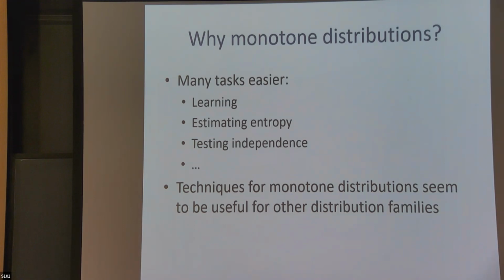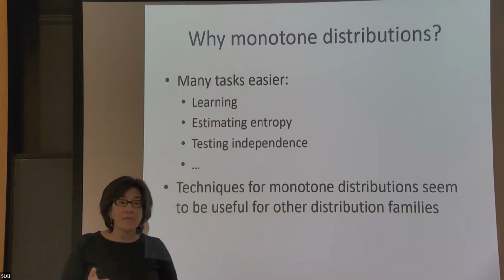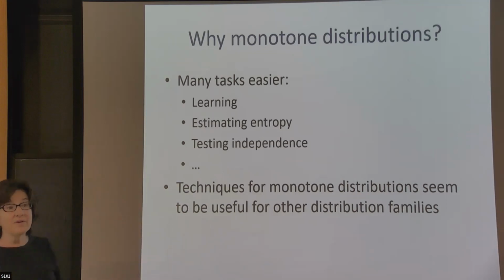For example, learning in the presence of a monotone distribution can often be easier. Estimating the entropy of a monotone distribution is a lot easier, like exponentially faster. Testing independence of joint distributions is a lot easier when you know they're monotone.